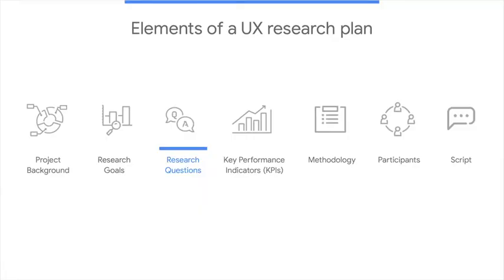Okay, so now you've got the hang of the project background and research goals. Next, let's think about the third element of a research plan, research questions. To put it simply, research questions are the handful of questions you plan to answer during the study. These should not be the literal questions you plan to ask study participants. We'll go over these later when we start creating our interview script. Instead, the research questions should be the questions you want your research to answer and should align with the goals of your research.